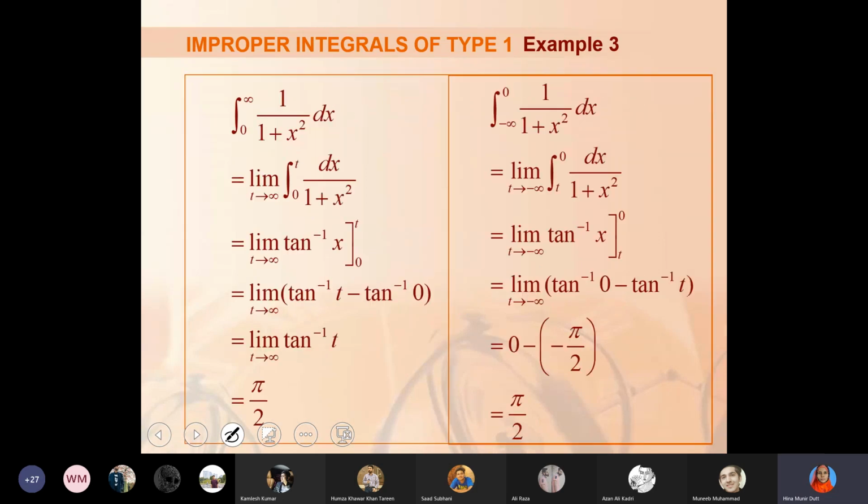So if I evaluate 0 to infinity, I will replace infinity with t. Limit t approaches to infinity, dx over 1 plus x square. So the integral of 1 over 1 plus x square is tan inverse of x with limits 0 to t. After putting the limit of integration, I will get tan inverse of t minus tan inverse of 0. What is the tan inverse of 0? Tan inverse of 0 is 0.